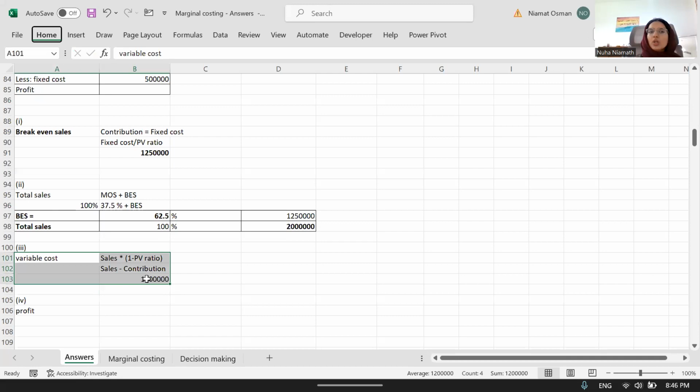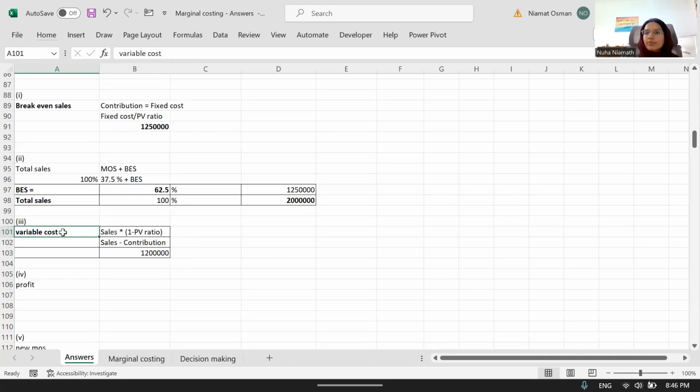Everybody clear? You see how easy it becomes once you make the chart. You don't have to think about formulas and mugging up things. Just build the chart, start putting your values, everything will flow. Okay? Here so far, everybody? Variable cost clear?